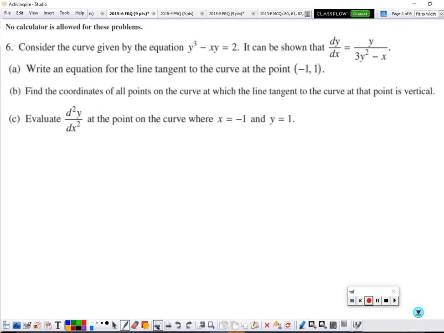Find out coordinates. Look, read slow. When it says coordinates, that means x and y. Like if you notice other problems, it says find the x coordinate. No, they want both.